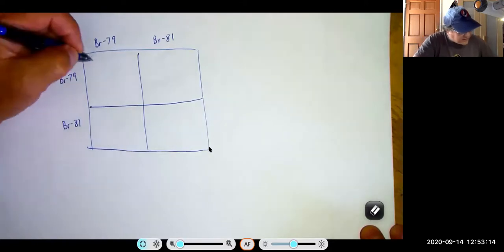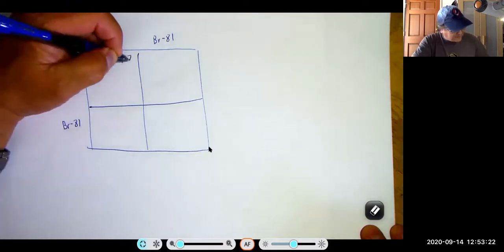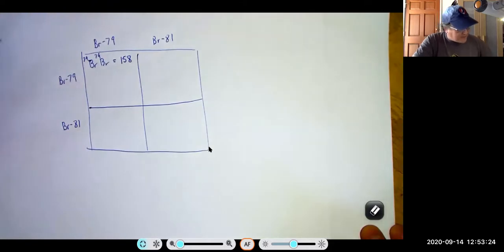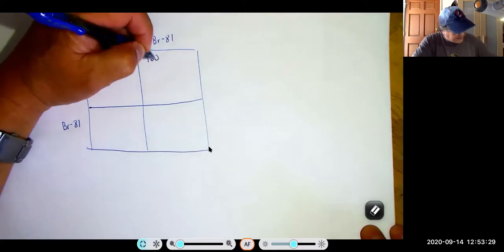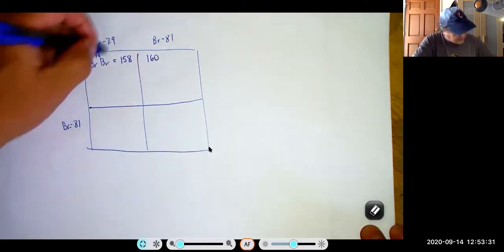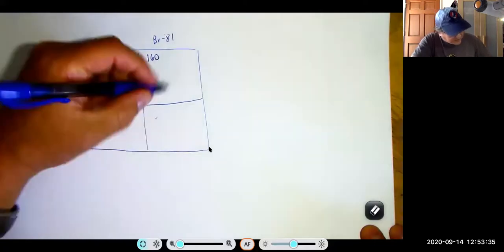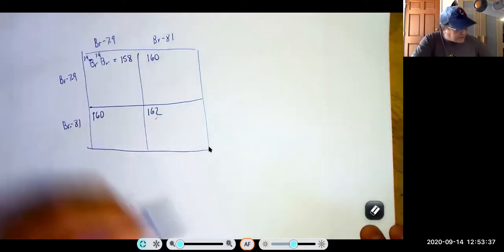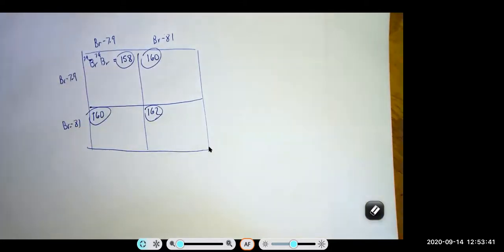So this one here is going to be a bromine 79 and a bromine 79, which weighs 158. And here, this one is going to be a 79 and an 81, so that'll weigh 160. This is going to be a 79 and an 81, so that'll weigh 160. This one will be an 81 and an 81, it weighs 162. So does everyone understand these different masses in the squares? Yes. Okay, got it.